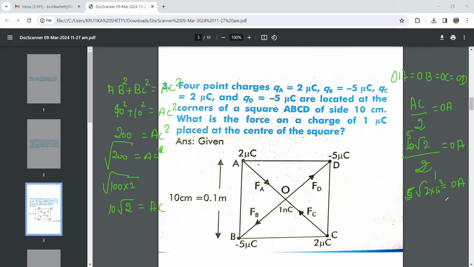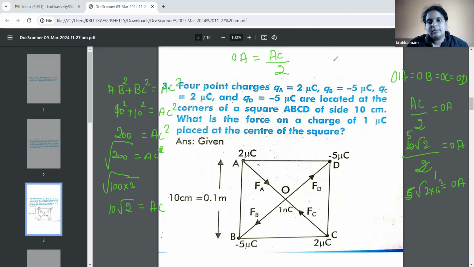Ma'am, why are you taking AC by 2? Because I want only the OA length. OA is equal to half of that AC value, as you can see from the figure. Yes, O is at the center, and this is AC and this is DB. So whatever the AC value is, your AO value will be half of that, and AO, OD, OC, OB are equal. So there is no need to calculate the remaining values again; they are equal to the OA value itself.